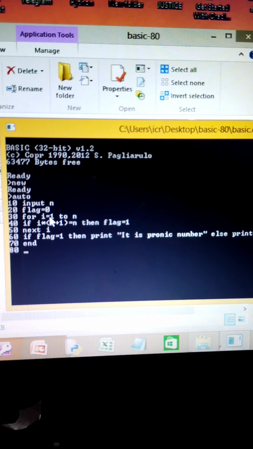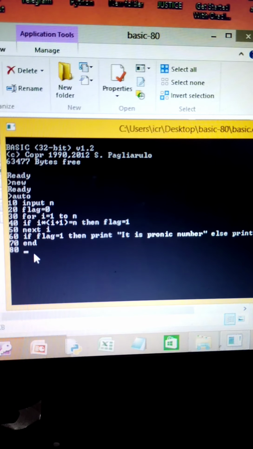So again with next I it will increase its value. It will become 2 and come inside. 2 into 2 plus 1 is 3, so 2 into 3 is going to give you 6, which is not equal to n, and n is 12. So again with next I it will increase. I will become 3, and 3 into 3 plus 1 is 4. So 3 into 4 is 12, and 12 is equal to 12 is a true condition. Then here I have turned flag to 1. Initially flag was 0, and now it has turned out to be 1.